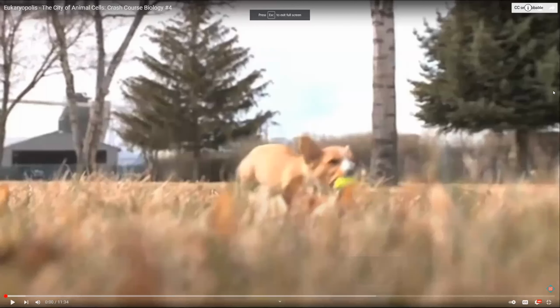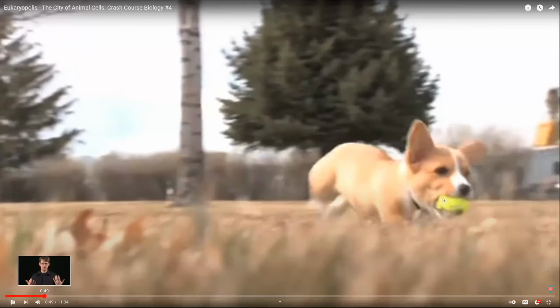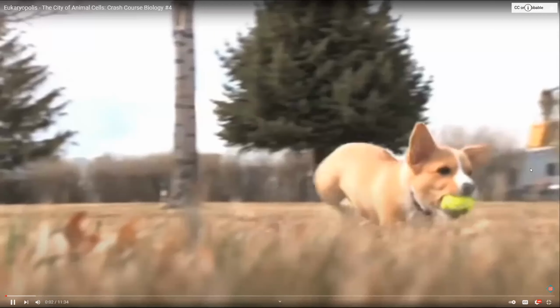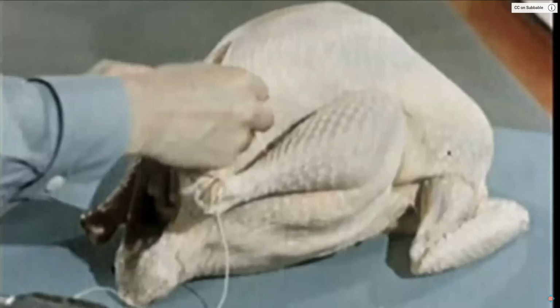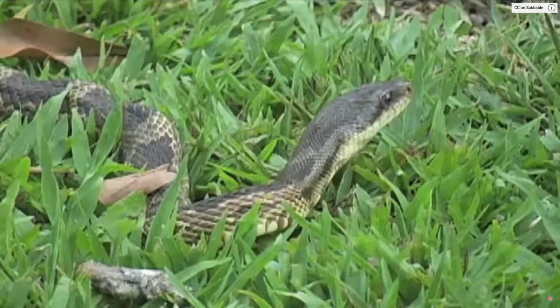Okay, here we go. This is an animal. This is an animal. And this is also an animal. An animal, animal carcass, animal, animal carcass, again, animal. The thing that all of these have in common is that they're made out of the same basic building block, the animal cell.